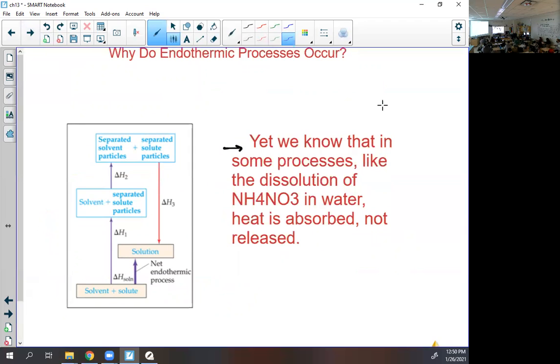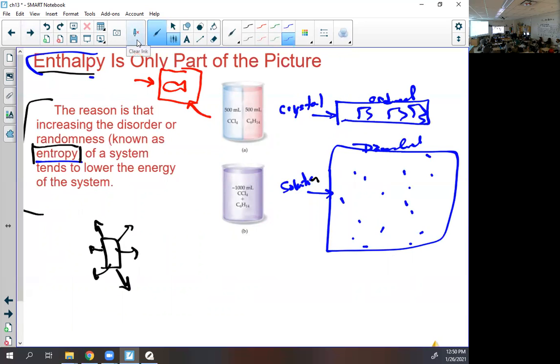Anyway, yet we know that in some processes, like the dissolution of NH4NO3 in water, heat is absorbed, not released. So if I take this powder and put it in water, the temperature of the water decreases because the system took in energy. So enthalpy is only part of the picture. The reason is that increasing the disorder or randomness, known as entropy, of a system tends to lower the energy of the system. Now, entropy, we have a whole other chapter of that coming up.